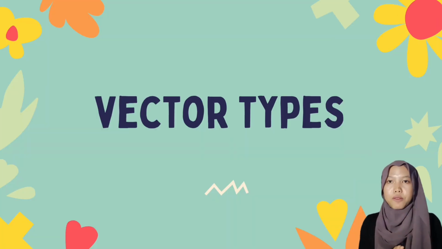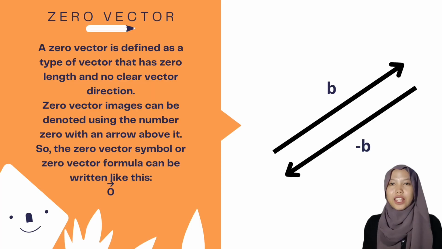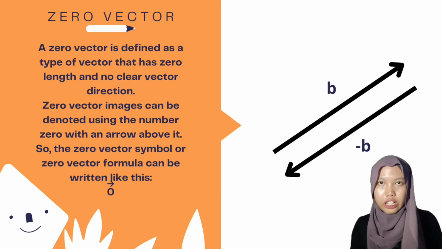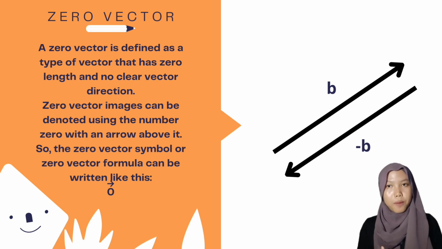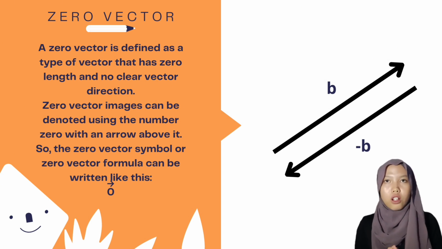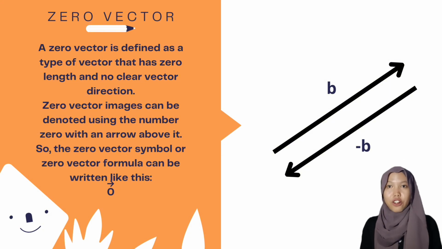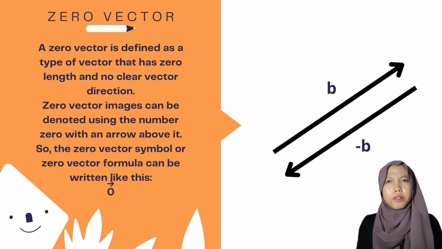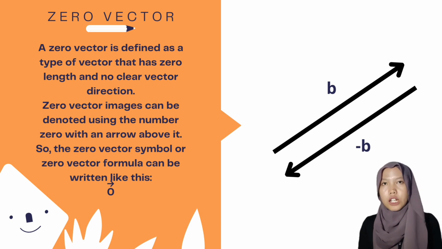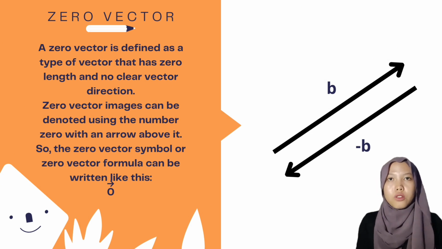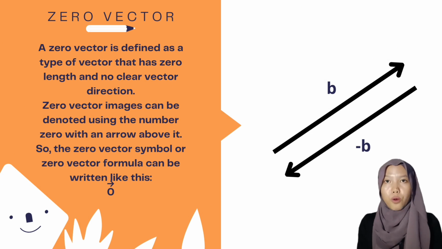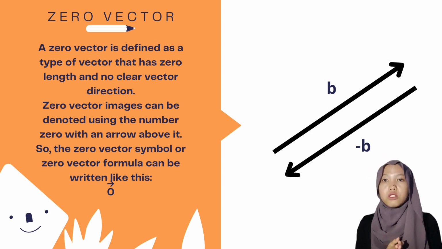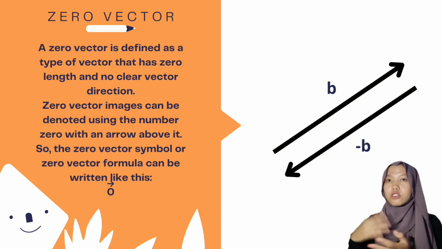Next are the types of vectors. First, the zero vector. A zero vector is defined as a type of vector that has zero length and no clear direction. The zero vector can be denoted using the number 0 with an arrow above it. So, the zero vector symbol or formula can be written like on the screen.